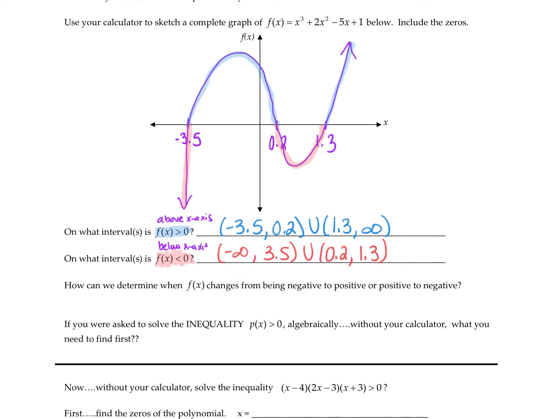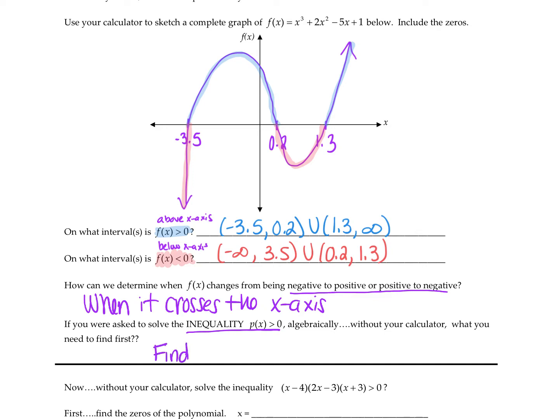So our next part says, how can we determine when f of x changes from being negative to positive or positive to negative? Well, this happens when it crosses the x-axis. So if we were trying to solve an inequality algebraically without our graphing calculator, what we need to do first is find the zeros or the x-intercepts, just like we did for the graph above.